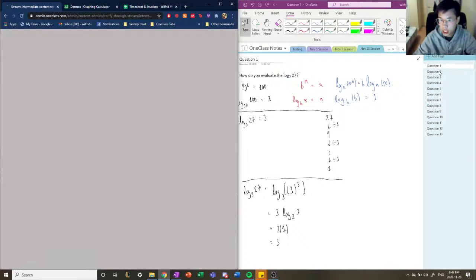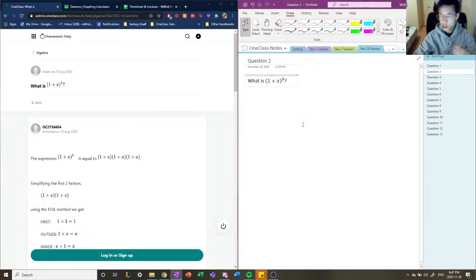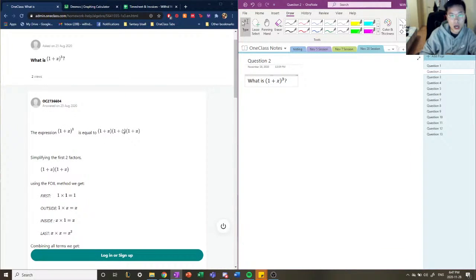All right, let's move on to the second question here. The second question reads, what is (1 + x) cubed? I'm assuming they're asking us to expand it out into all its terms. I've previously talked about the FOIL method, and I'll explain it again. Let's first write (1 + x) cubed. I'm just going to rewrite it like this. This is the same thing.